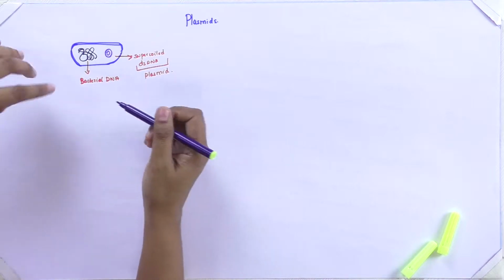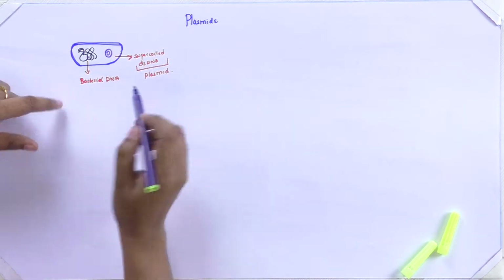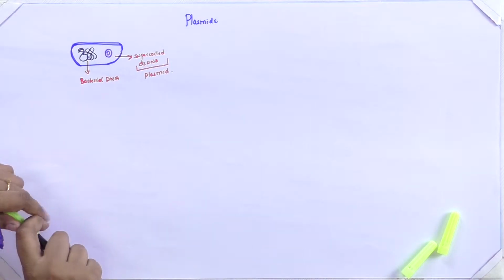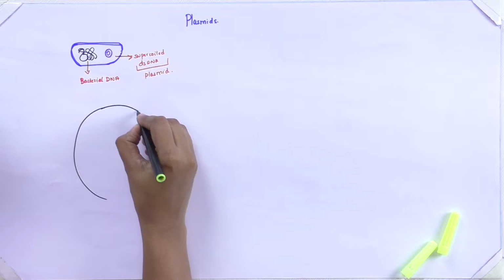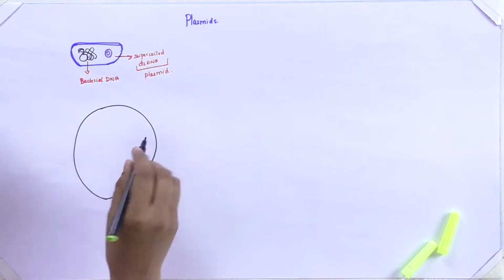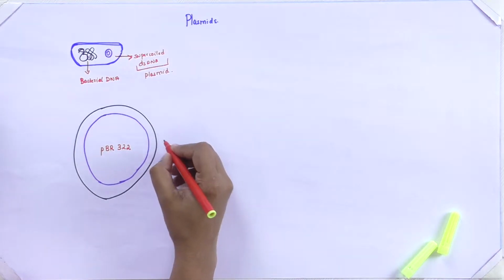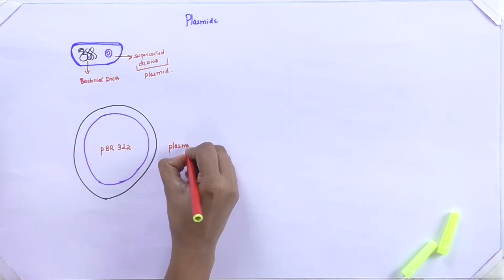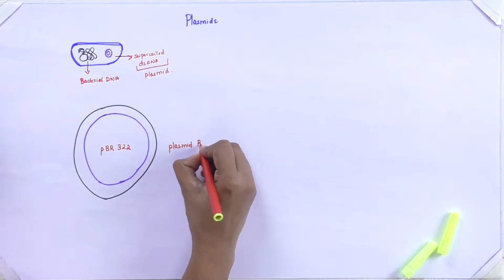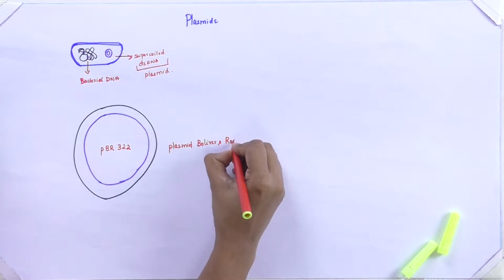So plasmids are bacterial DNA, supercoiled double-stranded DNA. This is termed a plasmid. If you take a typical structure of a plasmid, for example, I am drawing the structure of a plasmid known as plasmid pBR322. This plasmid is named after the people who identified it. It is known as plasmid Bolivar and Rodriguez.